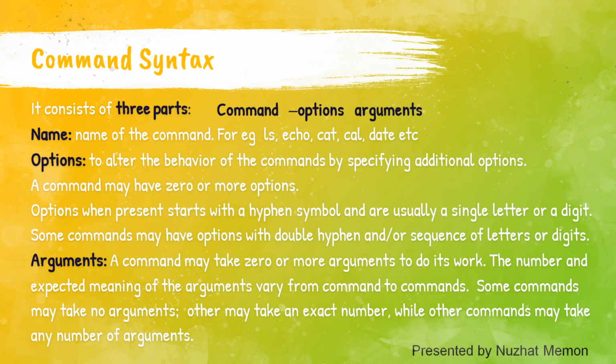Then an argument is used when the user wants to give any input. It can be a file name or any input data, and then we will give the argument to the command. A command may take 0 or more arguments to do its work. The number and expected meaning of the arguments vary from command to command. Some commands may take no argument, others may take an exact number of arguments. Like to copy a file, we need 2 arguments only: which file I want to copy and where I want to copy it. While other commands may take any number of arguments. It depends on the command.